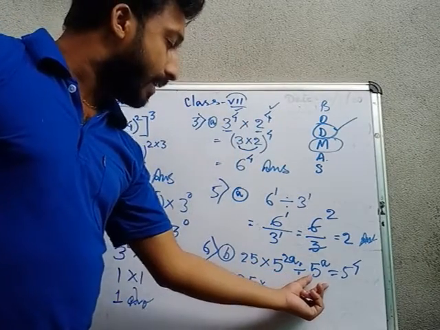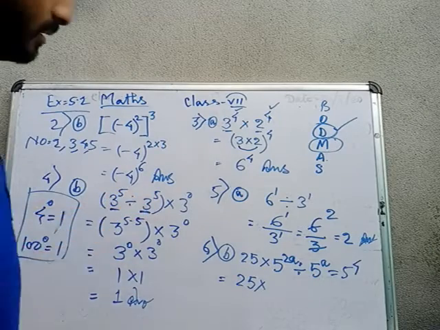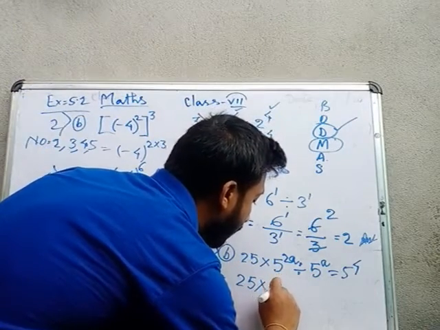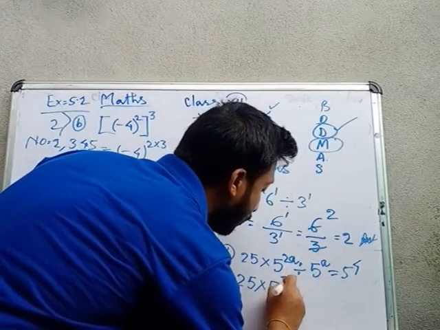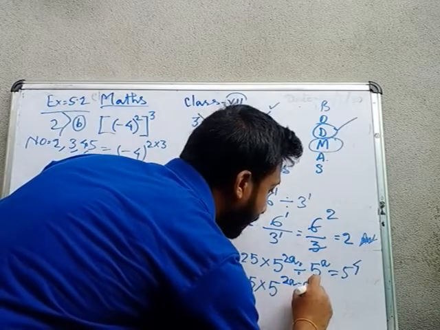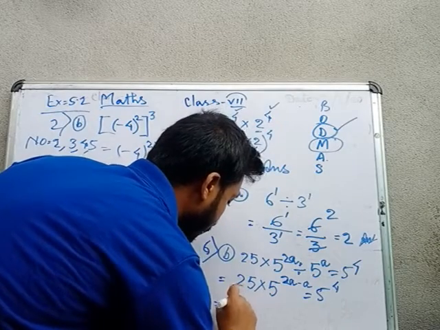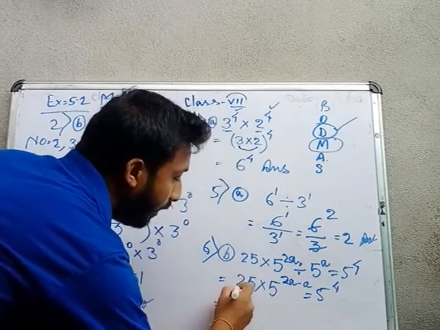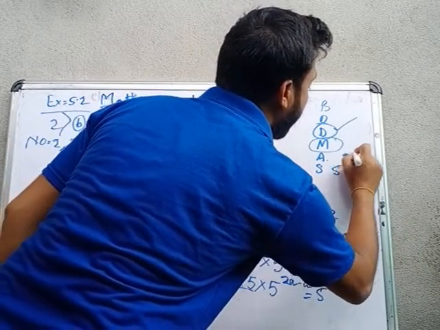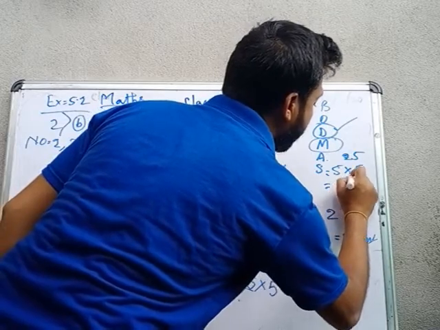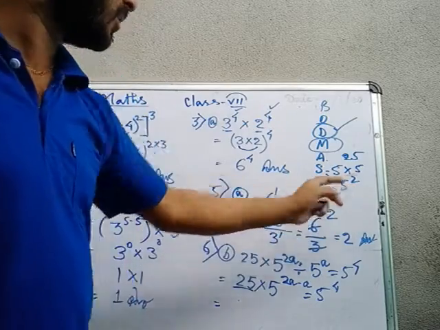If the base number is the same, when it is division time, we should subtract the powers. That means we should write 5 as the base number, and 2a minus a will be a. So 2a minus a equals 5 to the power 4. There is 25. That means 5 multiplied by 5 is 25, that is 5 square, repeated 5 two times.